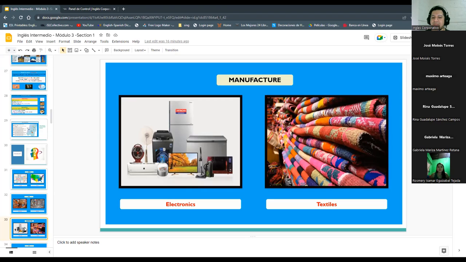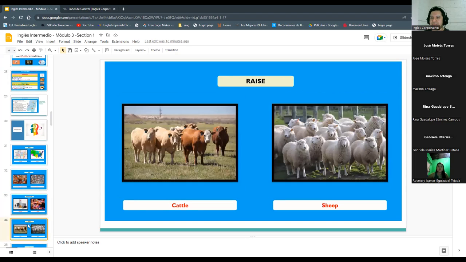Let's see the next one. Raise, what is the meaning of raise? We checked that word yesterday, right? Como criar, exactly, raise. We can raise cattle and we can raise sheep. Cattle, what is the meaning of cattle? Ganado, exactly. We can see the picture there, right? A lot of cows. So that is cattle and sheep, ovejas, right?